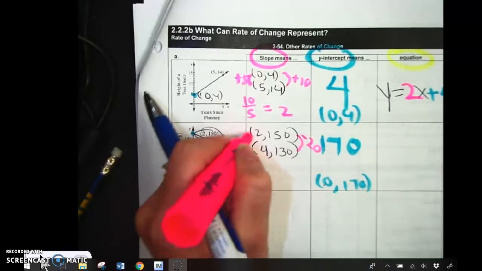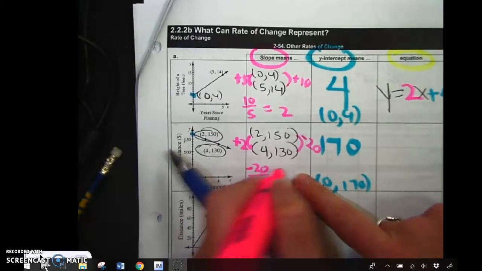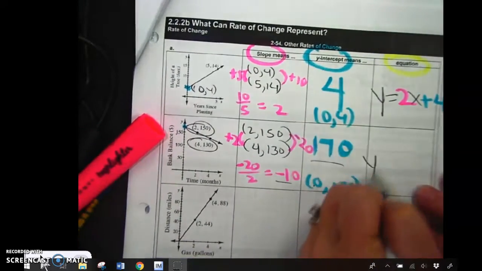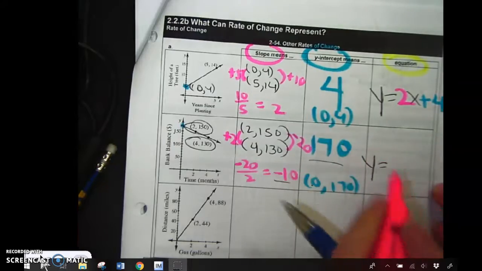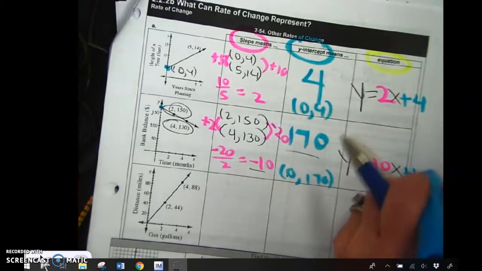(2, 150) and (4, 130). Minus 20 over plus 2. Negative 20 over 2 is negative 10. All right, got both of them. y equals negative 10x plus 170. All right, let's go to the next one.